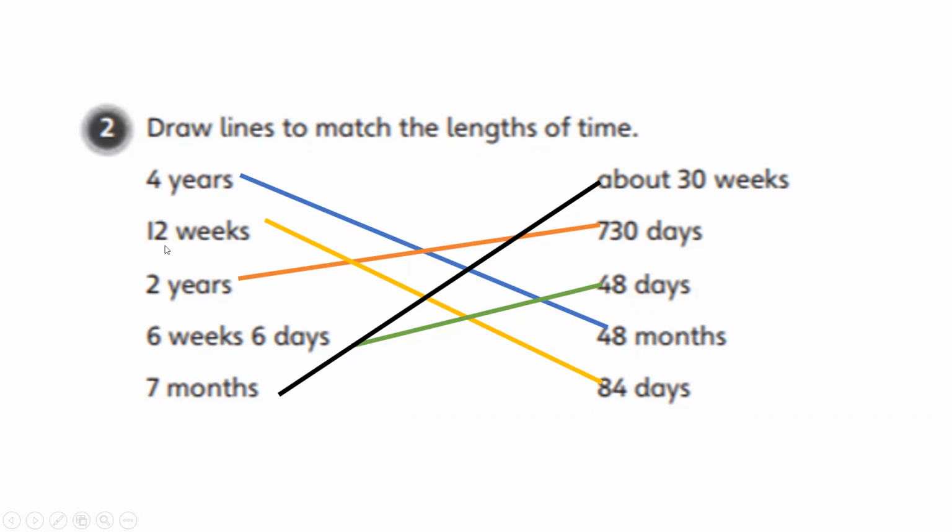So we're going to convert 12 weeks. So we're going to convert that one into days. And we know there are 7 days in a week. So it's going to be 12 times 7. So 12 sevens are 84. So we have 84 days here. 2 years. Well, we could convert 2 years into how many months? So that would be 2 lots of 12, so 24 months.